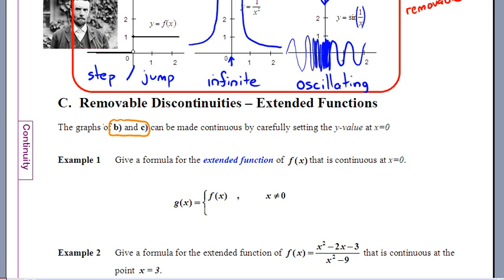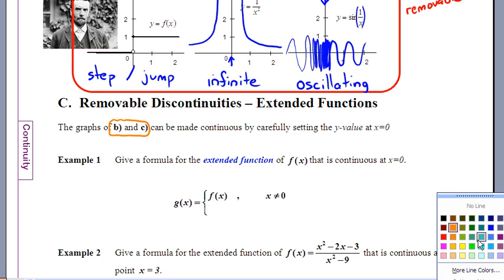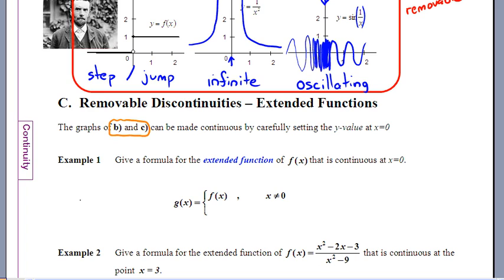So example 1 says, give a formula for the extended function. What's this story about extended functions? That just means the repaired version. So we're going to repair it and make this thing continuous. And when we do, it will no longer be the same function. It'll be a brand new function that's a little bit better. And so I need to give it a new name, because it's not the same function anymore.